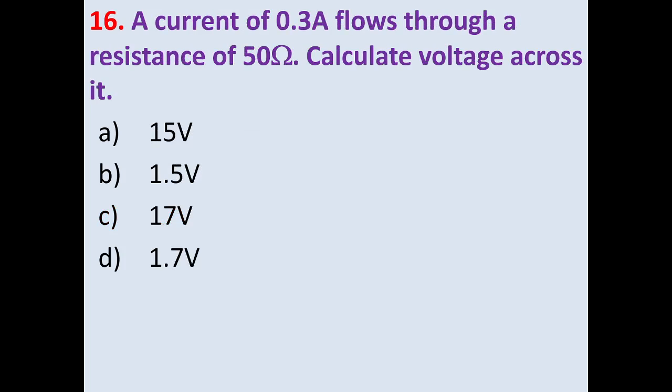A current of 0.3 ampere flows through a resistance of 50 ohm. Calculate voltage across it. Again we use Ohm's law, V is equal to IR. Value of current is 0.3, value of R is 50. So substituting, we get V is equal to 15 volt.